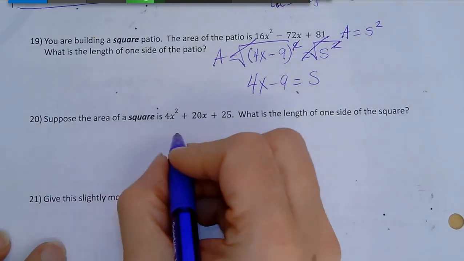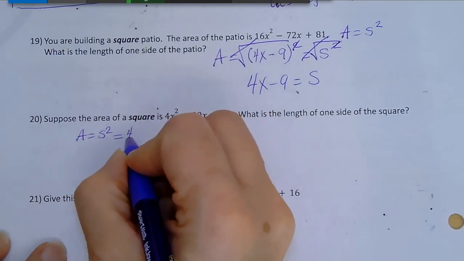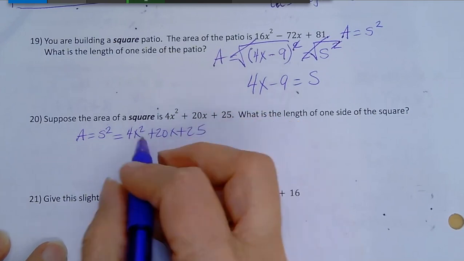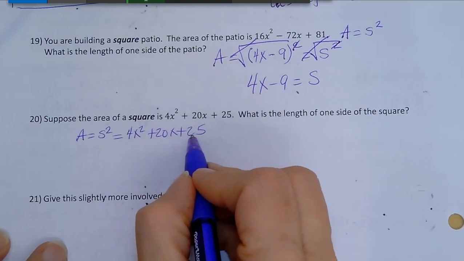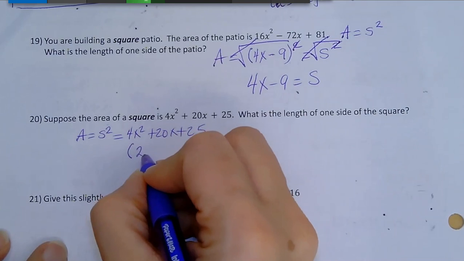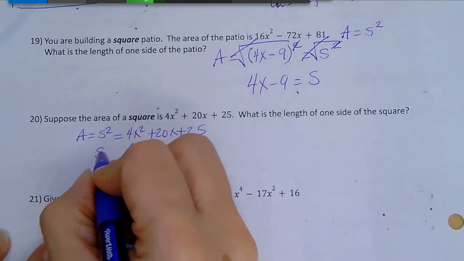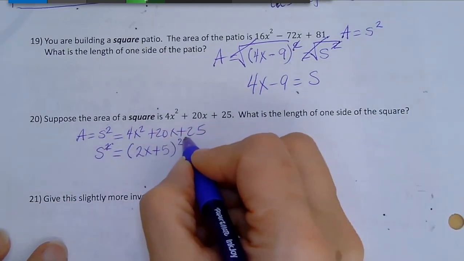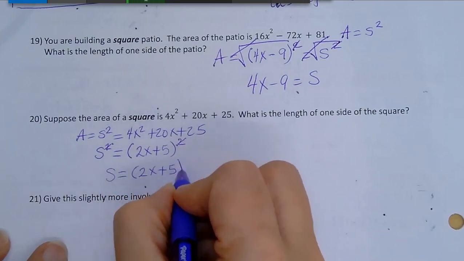All right, I know that area equals any side squared, and my area is 4x squared plus 20x plus 25. I see a perfect square and a perfect square. If I take the square roots, I'd get 2x and 5. 2x times 5 is 10x, doubled is 20x. This is 2x plus 5 squared. So my side squared is 2x plus 5 squared. I'm going to square root. I know any side here is going to be 2x plus 5.